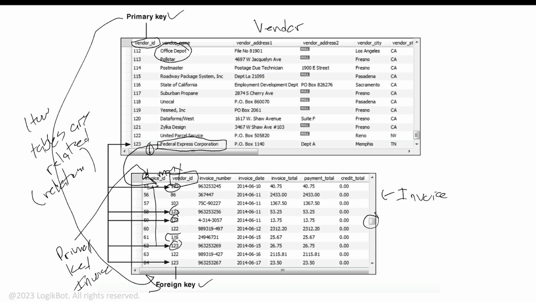115. What is 115 in the vendor table? 115 in the vendor table is this guy. So we can tell this 115 belongs to the Roadway Packing System. All right? So it's pretty straightforward when you take a look at it this way. If you have any questions, it's a little confusing, but you're going to have to know this. These will be interview questions, I 100% guarantee.